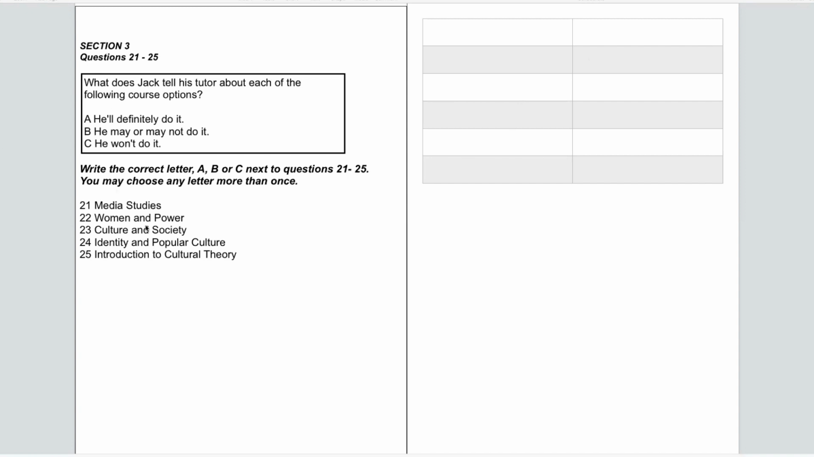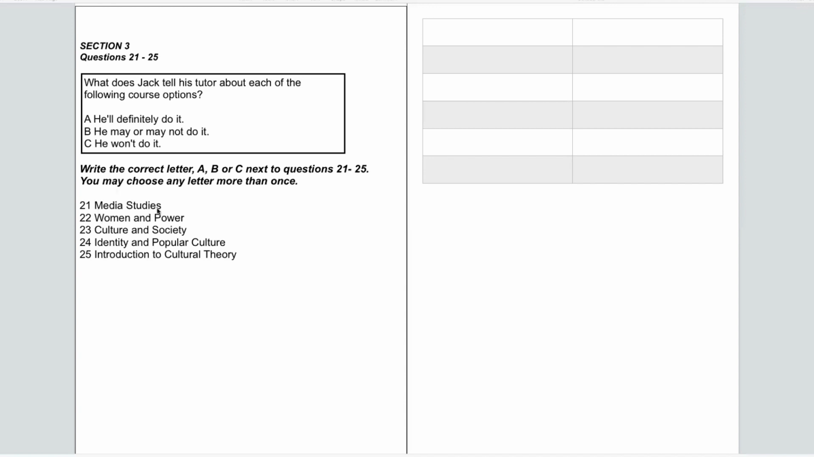First, we're going to read the questions. In this case, I mean this question here, the options and the features. We'll read it once and then we'll go ahead and underline it together. So, what does Jack tell his tutor about each of the following course options? A, he'll definitely do it. B, he may or may not do it. Or C, he won't do it. So we'll look at this a little bit later in just 1 minute, but you see there are different types of probability.